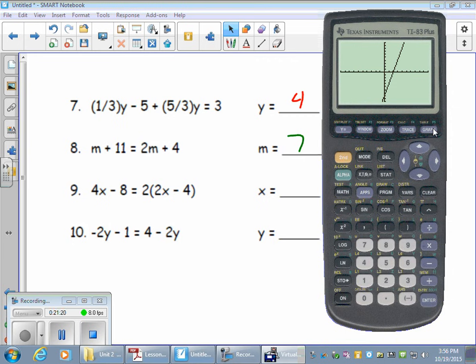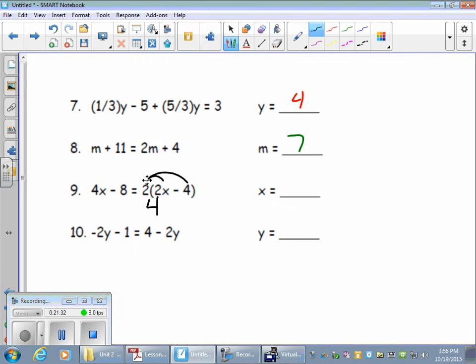Why do you think it only graphed one line? Let's think about that. I put in two equations. It should have graphed two lines. Watch. If I were to simplify the left hand or the right hand side, I'm going to get 4x minus 8. So I have 4x minus 8 equals 4x minus 8. If you were to solve that by subtracting 4x's from both sides, you're going to get negative 8 equals negative 8. What type of answers did we get when we solved equations and you ended up with a true statement? Yeah, we ended up with infinite solutions.